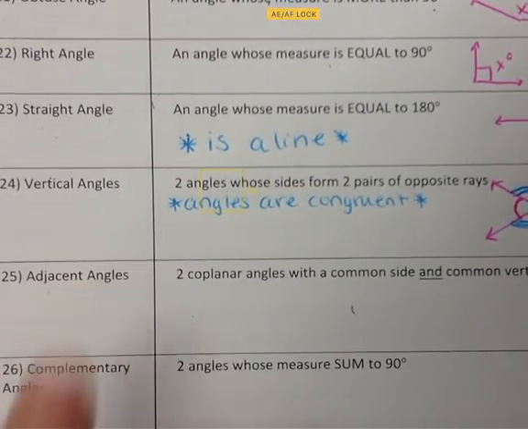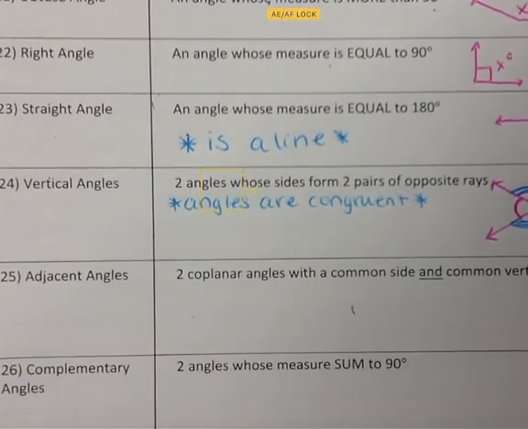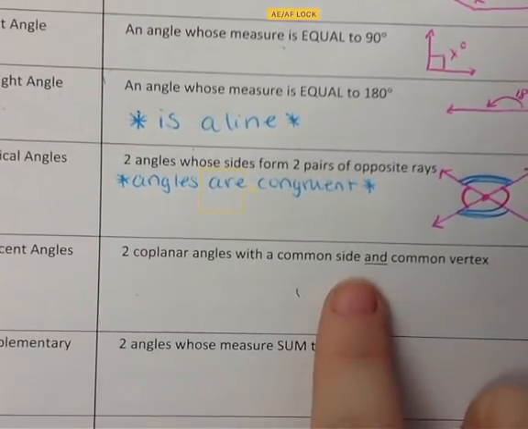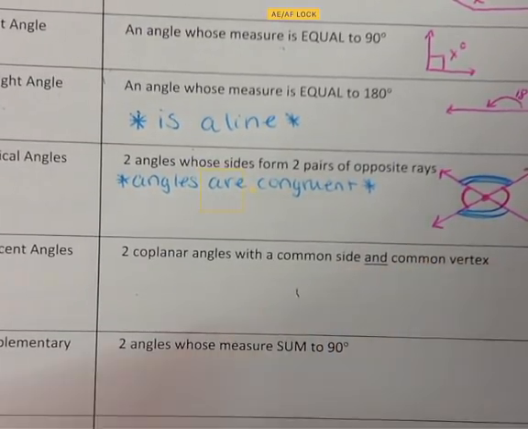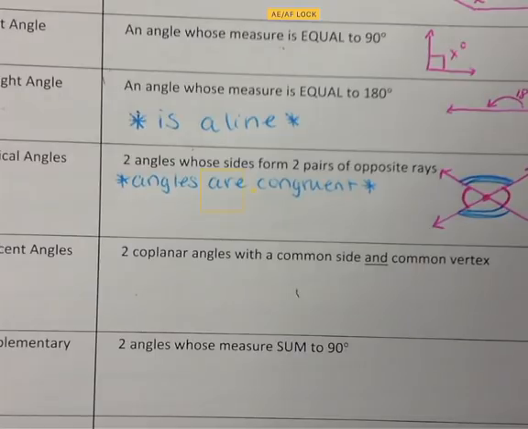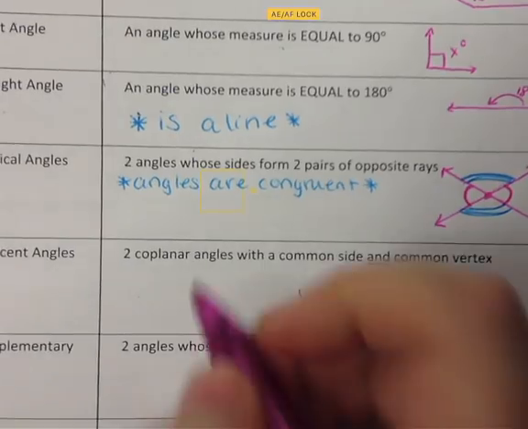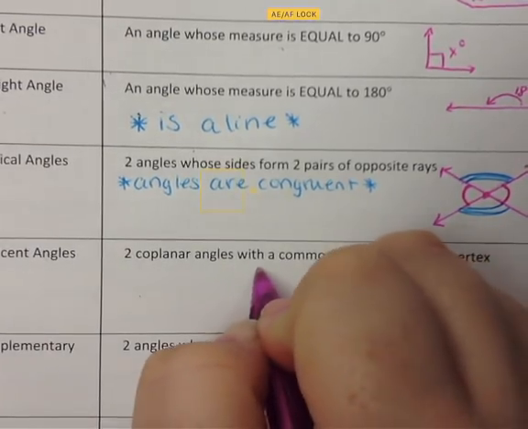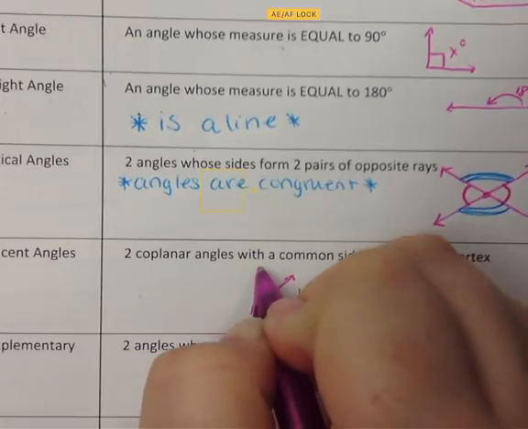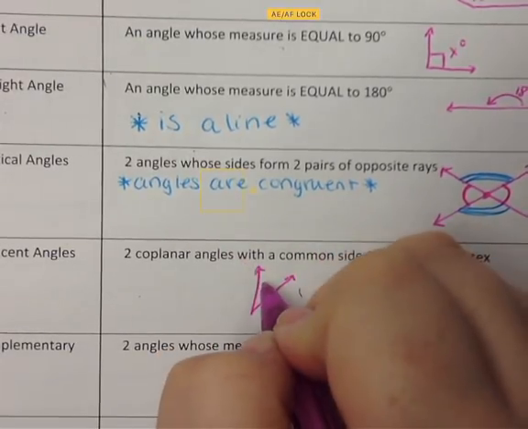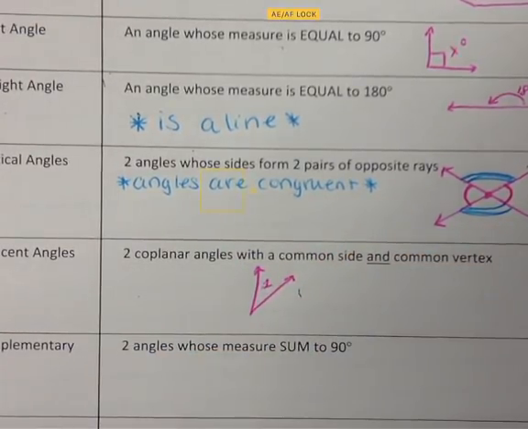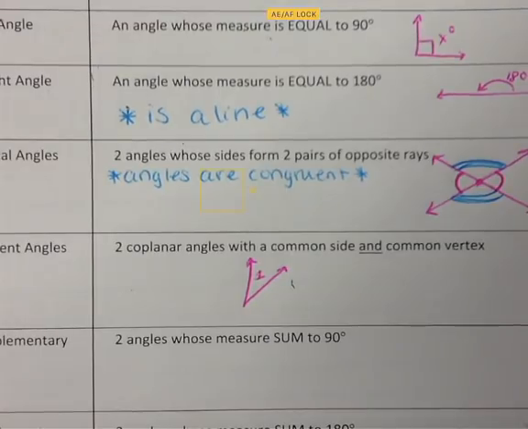Adjacent angles are 2 coplanar angles with a common side and a common vertex. So if I were to draw out an angle, one angle, and I want to draw its adjacent angle. So I'm going to have an angle. I'm going to name this angle 1. I want an adjacent angle to this one.